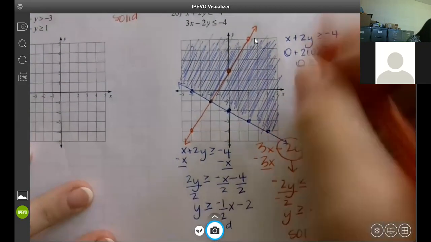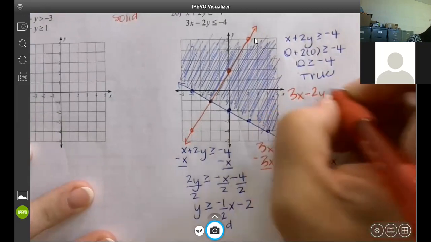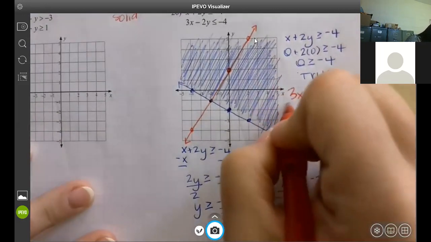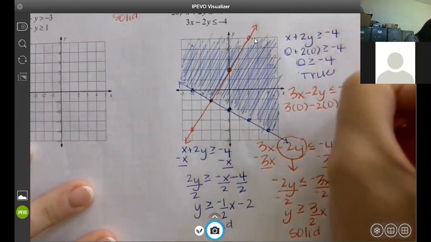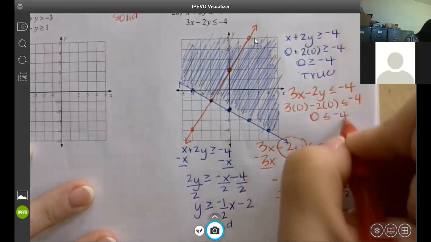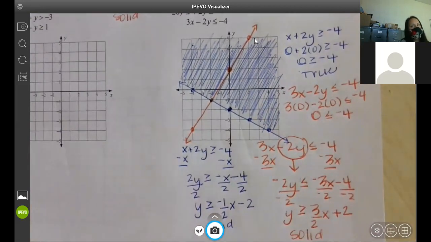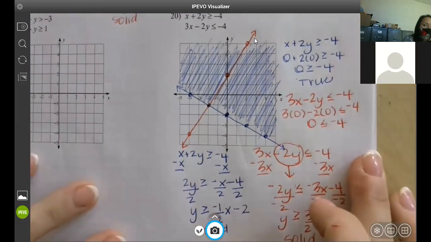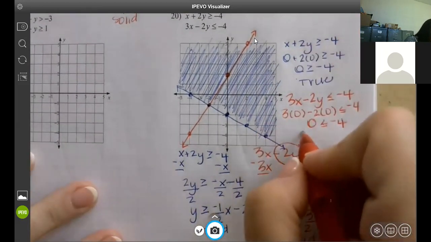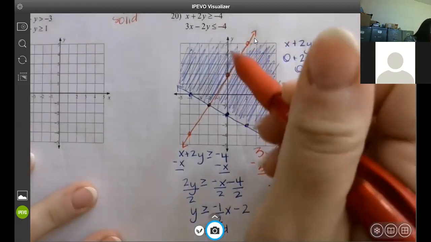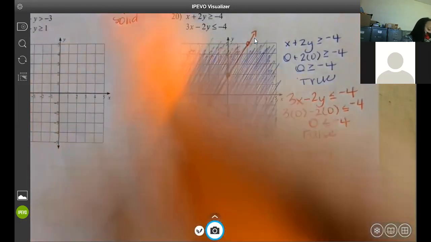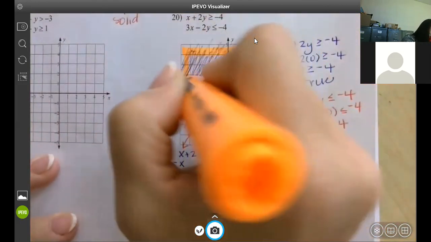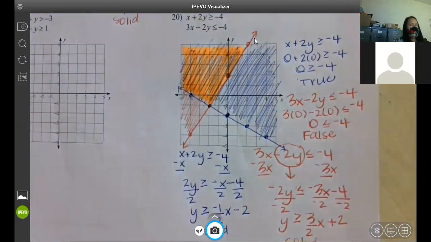And then, like I told you, plug it into the other one, the one from the beginning. 3x minus 2y is less than or equal to -4. We're plugging in 0, 0. 3 times 0 is 0. -2 times 0 is 0. So it's 0 less than or equal to -4. Is that true or false? False. So we shade the side without 0, 0. And then where they both overlap is where your answers are. Okay.